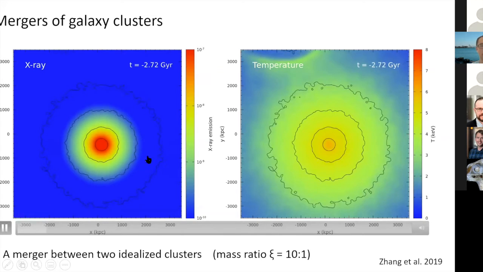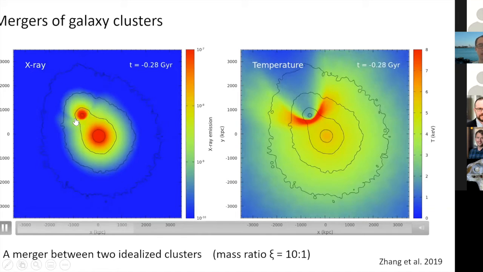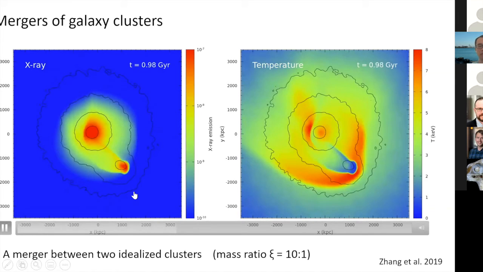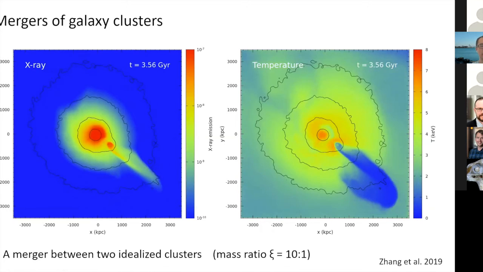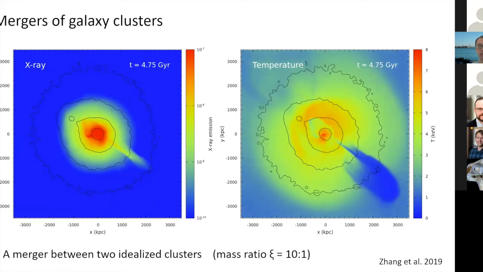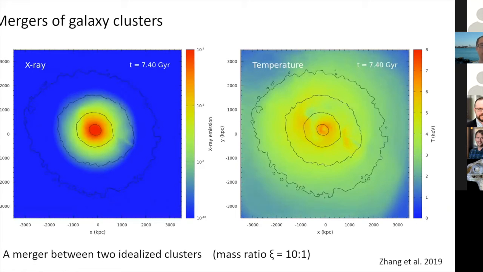From the start of the simulation, you can see a small subcluster enters the main cluster from the top left. The gas field of the main cluster is significantly disturbed by this infalling subcluster. And this entire system spends a few gigayears to recover its equilibrium.